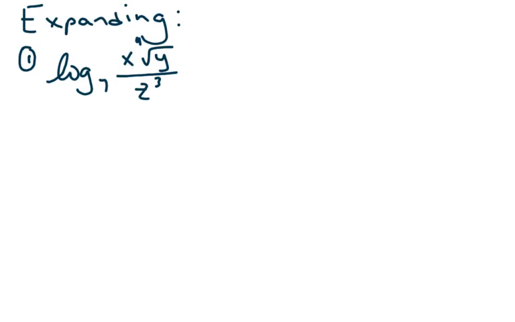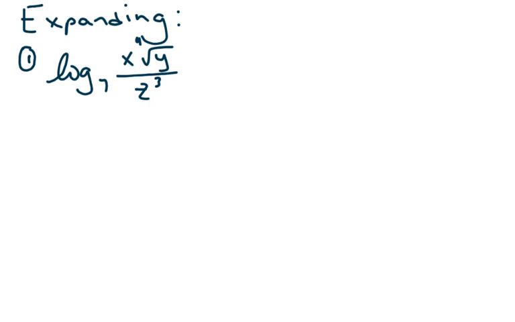All right, today I wanted to go over a couple examples of expanding and condensing with some more advanced log statements. So this first one, you'll notice we're doing log base 7. We have an x to the fourth multiplied by a square root of y, and the whole thing is being divided by a z to the third power. So the first thing we want to do is separate all of the multiplication and division.